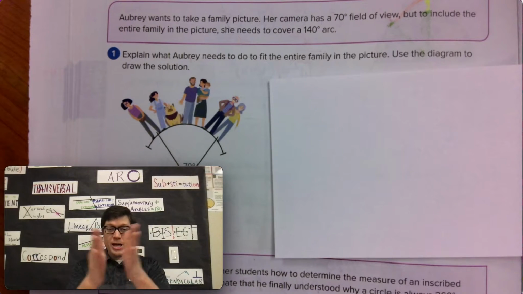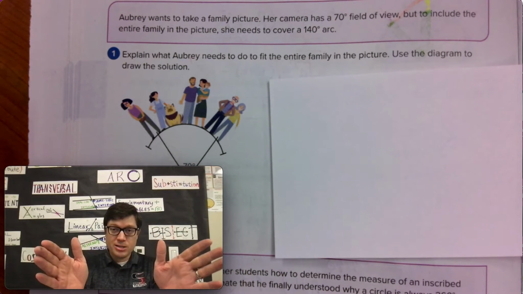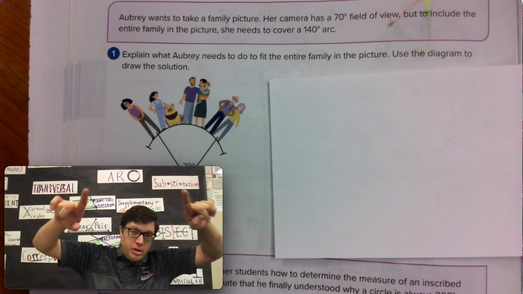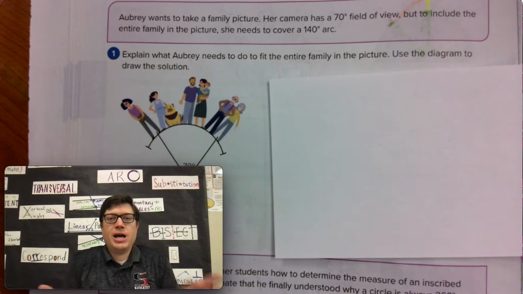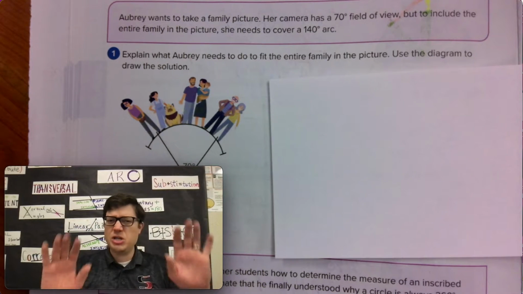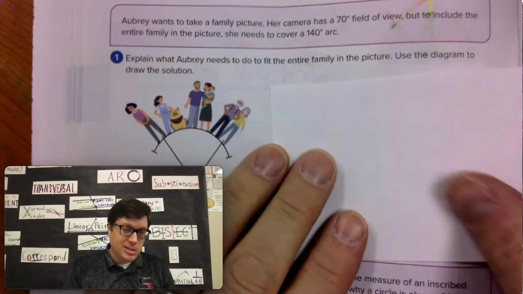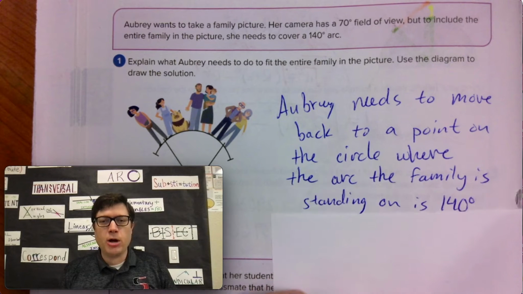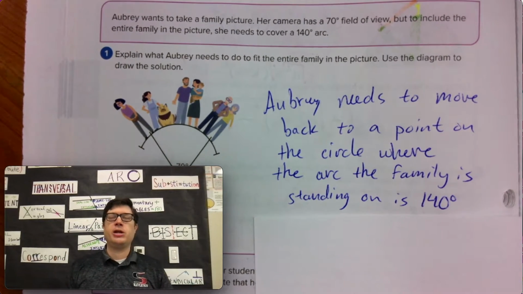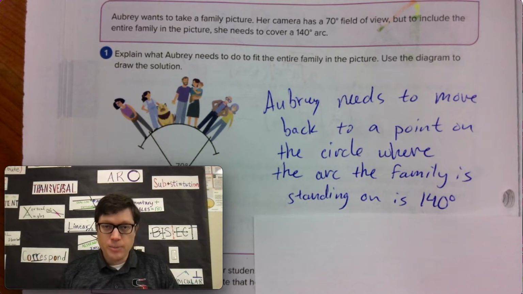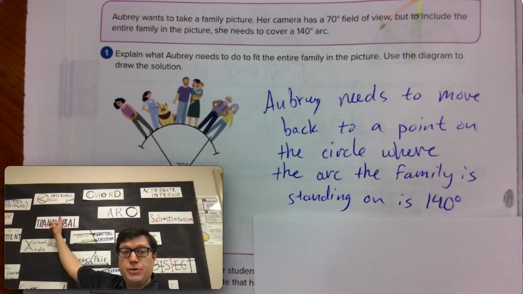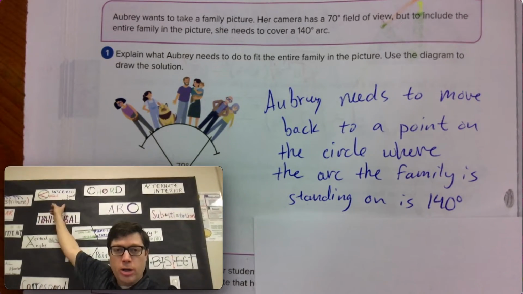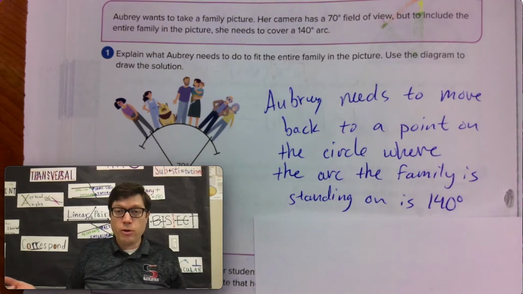Honestly, if the camera only has an opening of 70 degrees and she needs to fit 140 degrees of a circle into it, she's too close. We would just tell her, hey, just back up, right? Specifically, she needs to move back to a point on that circle where the arc her family is standing on is 140 degrees. Because if she makes the move to an inscribed angle, half of 140 is 70.